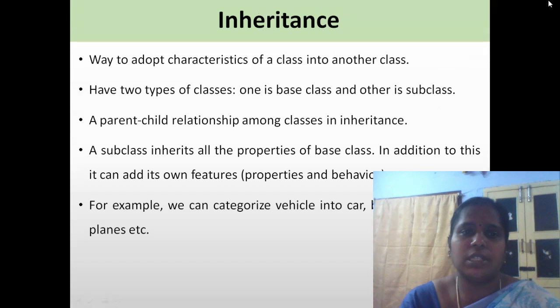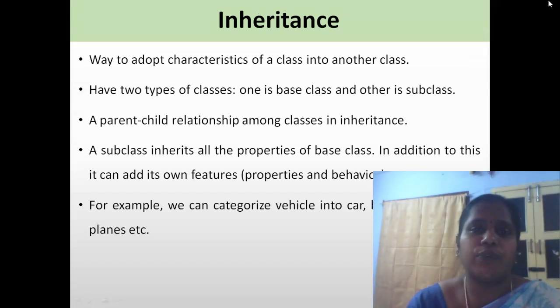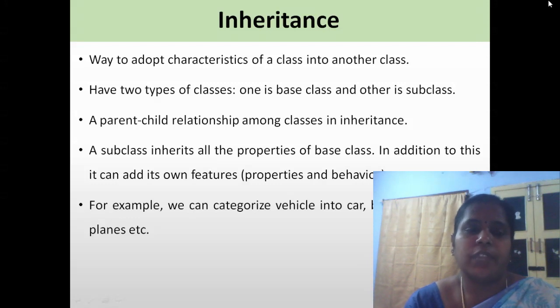Inheritance is adopting the characters of one class into another class. There are two types of classes, one is the base class, another one is the subclass. A parent-child relationship among classes is inheritance. A subclass inherits all the properties of the base class. In addition to it, we can add our own features.